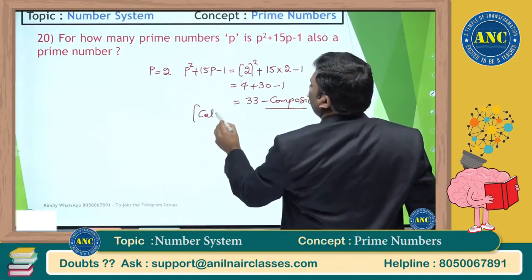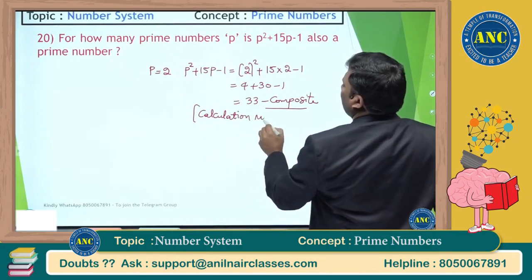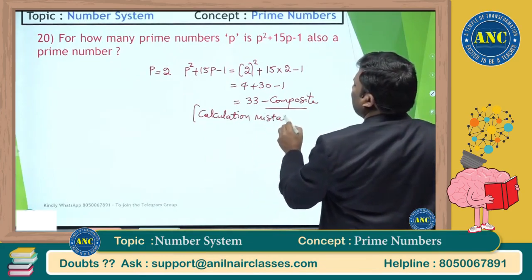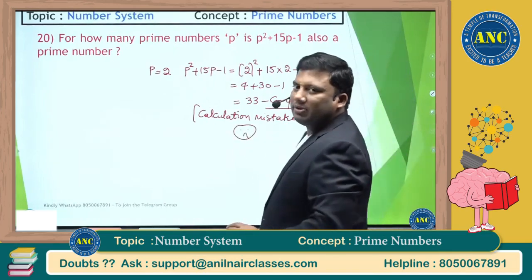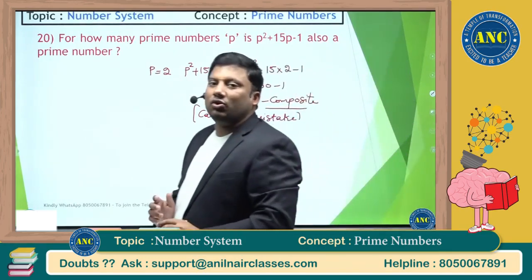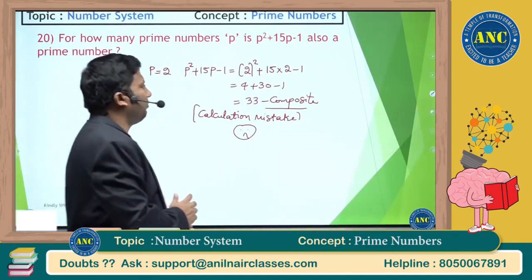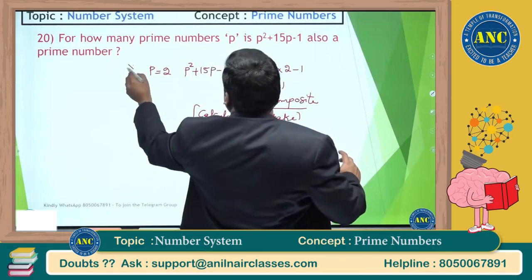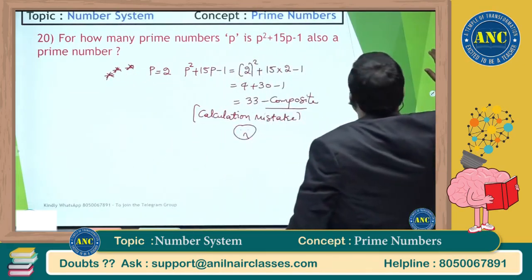Please make a note of the calculation mistake which I made in question number 20. Yesterday in the class I said that 33 is a prime number, but 33 is a composite number. Please make a note of this important calculation mistake which I made.